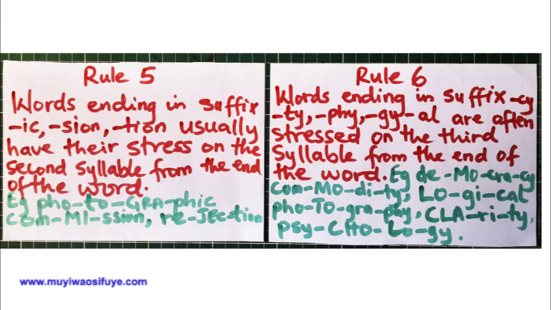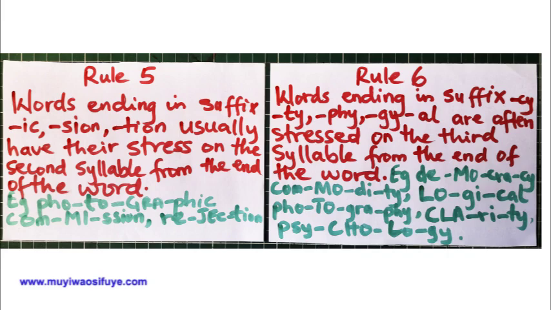And then the other one is rejection. The rule for this is when you have words that end in suffix ic, sion, or tion, they usually have their stress on the second syllable from the end of the word. So if you look at photographic, you realize that we are counting from the back. The last syllable is fic, and then we have gra. So it is the second syllable from the end of the word. Same goes for commission and the third one, rejection. If you count from the back of the word, it is the second syllable from the end of that word.